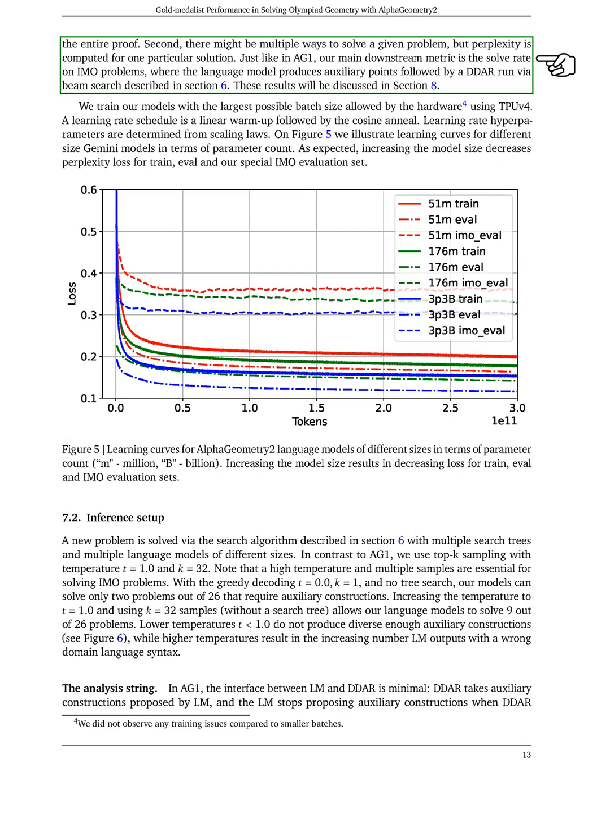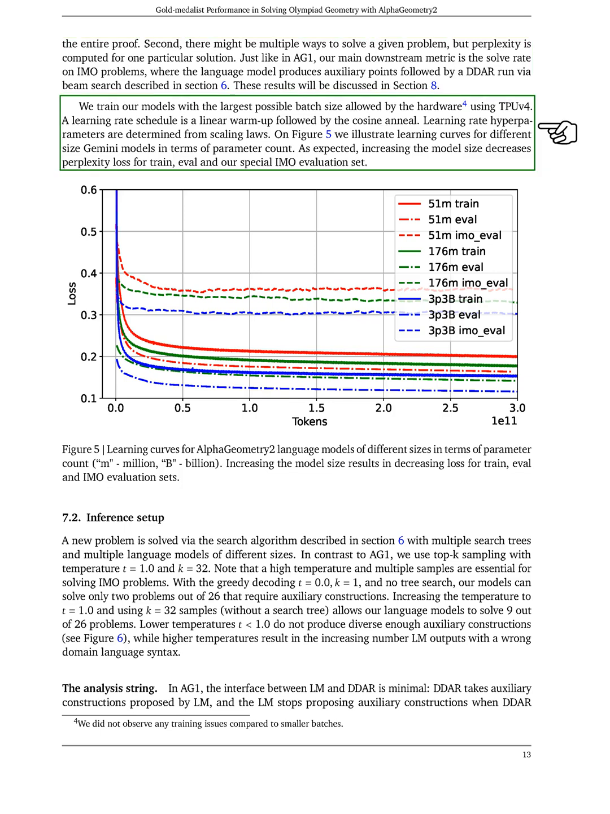Additionally, there are multiple ways to solve a problem, but perplexity is based on one specific solution. Our main metric remains the solve rate on IMO problems, where the LM generates auxiliary points followed by a DDAR run through beam search. We train our models with the largest batch size our hardware allows using TPUv4, employing a learning rate schedule that includes a linear warm-up followed by cosine annealing.